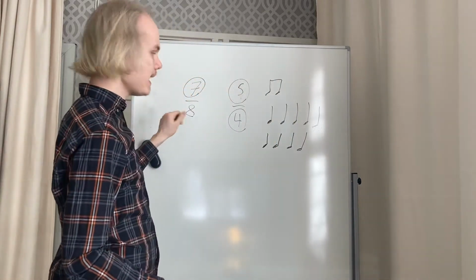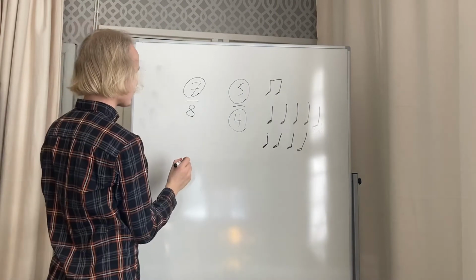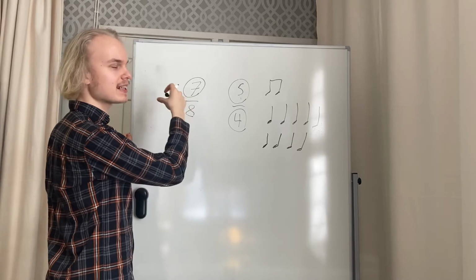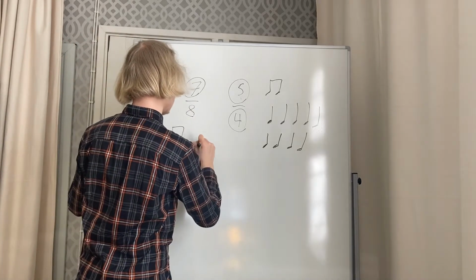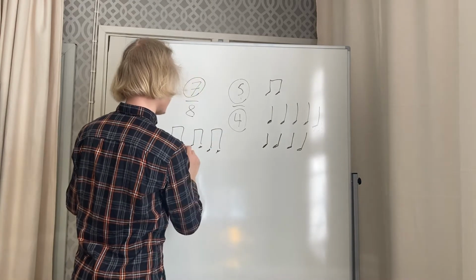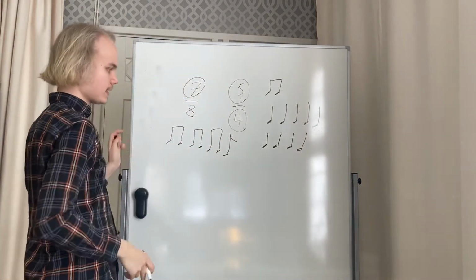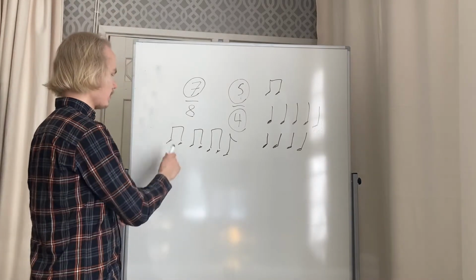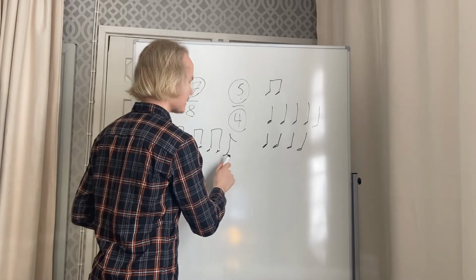So in the 7/8 time signature, we are counting 8th notes, like 7/8 notes, like this. 1, 2, 3, 4, 5, 6, 7. So this is what we are counting for. And here is how it goes. 1, 2, 3, 4, 5, 6, 7. 1, 2, 3, 4, 5, 6, 7.